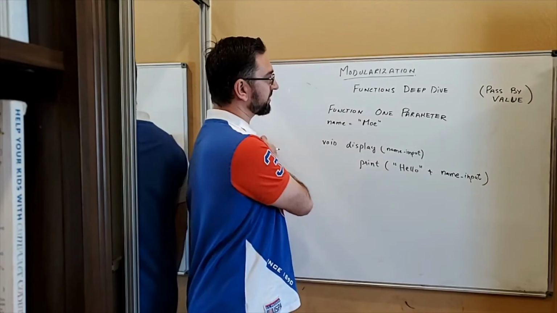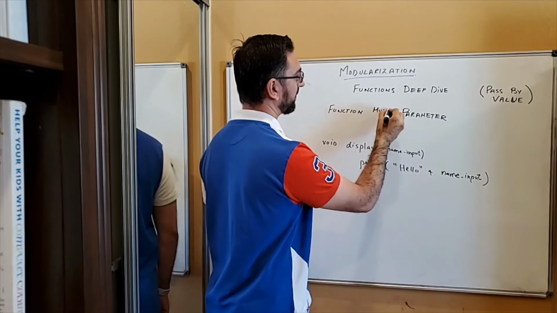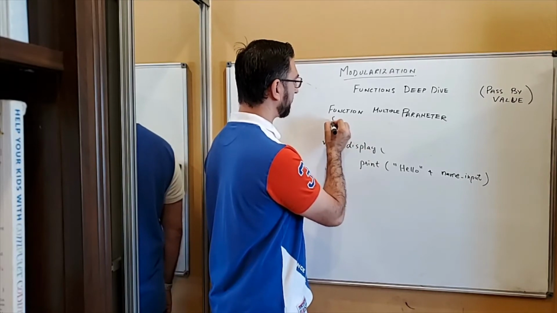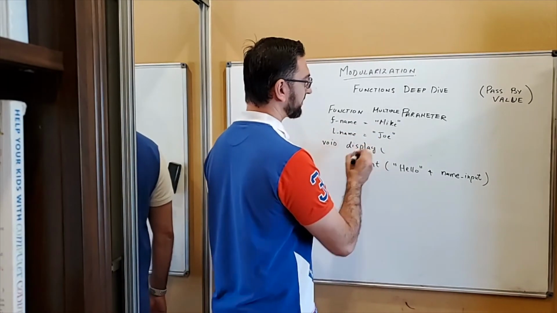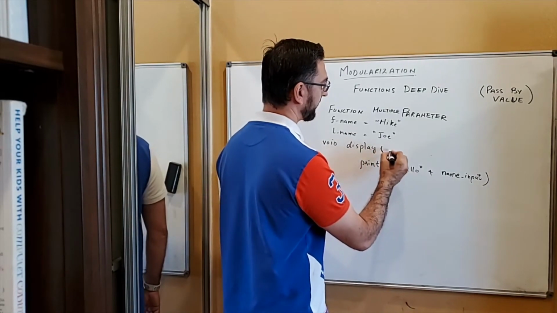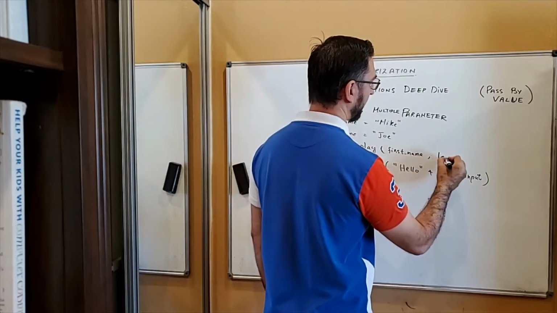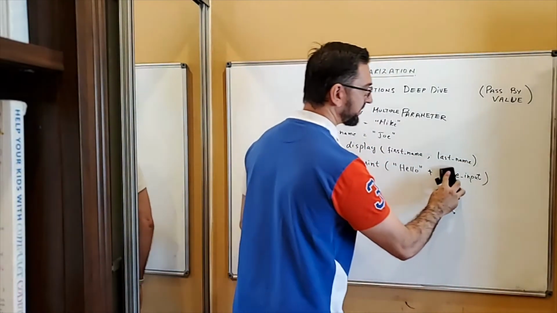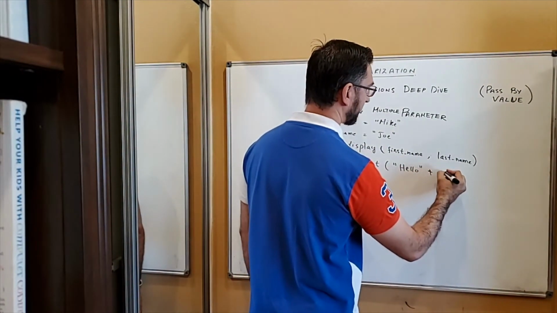Now there may be other functions, for example, which require more than one parameter. Considering the same display function, let's suppose we have first name and last name. When we call this function, we have to pass in both pieces of information. So we can call it first name as one parameter, and last name as the second parameter. And then in our greeting message, we can use these parameters to display the message.